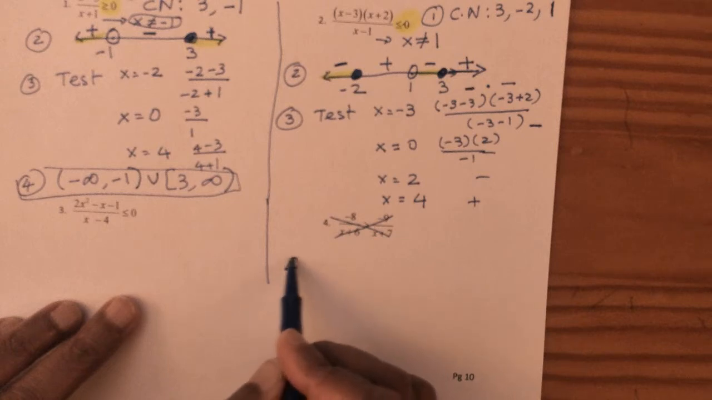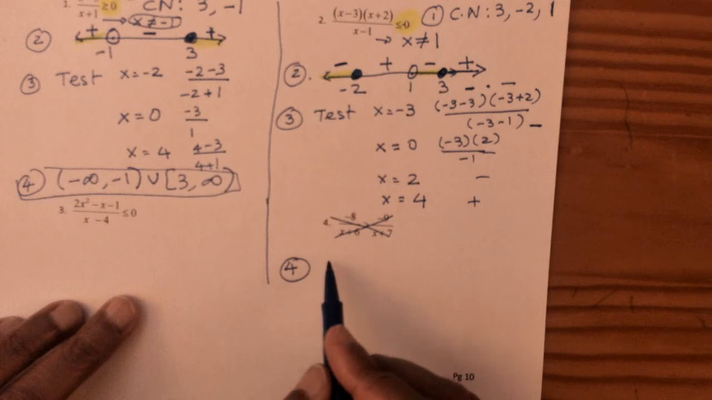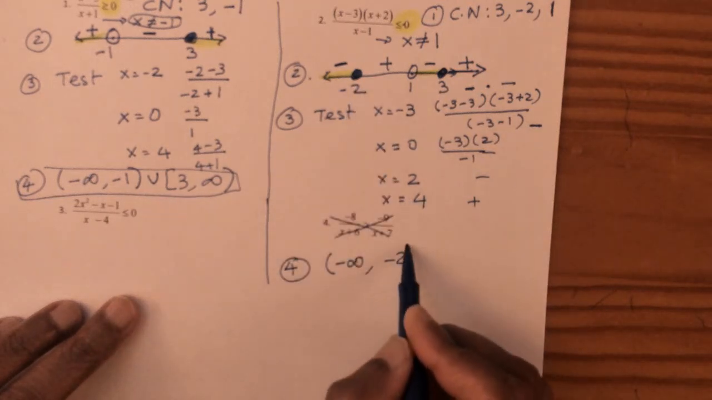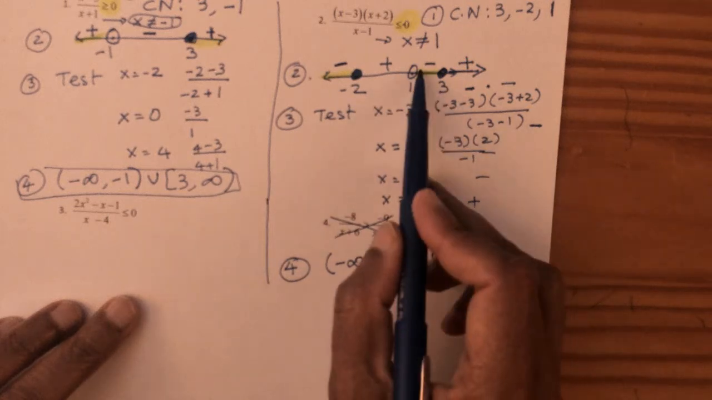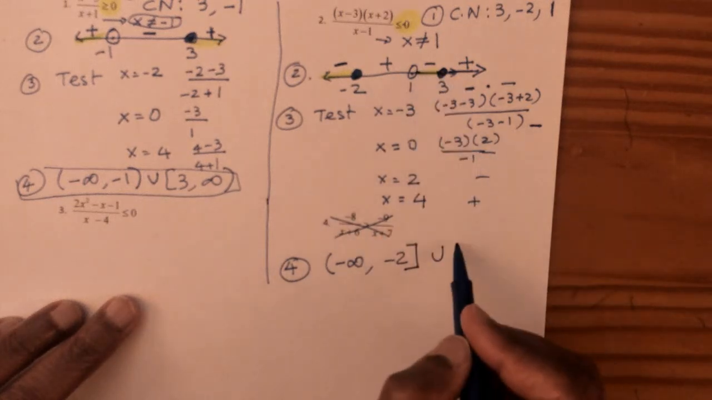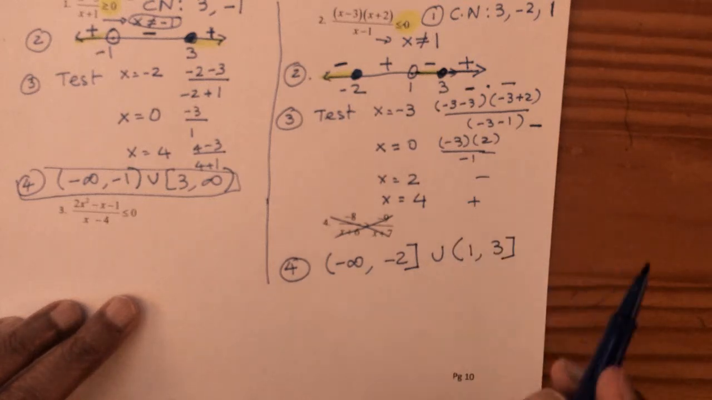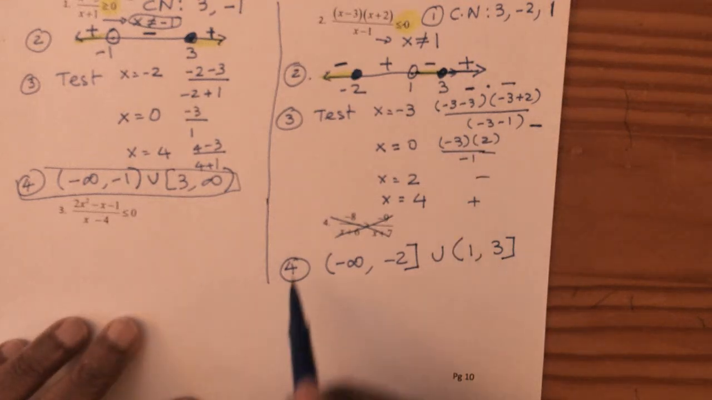So I want to continue using the space. So my solution is this. All values from -∞ to -2, and -2 is included. And then you take the next negative interval. So that's between 1, which is not included, and 3, which is included. And that's it. The next is positive. So this is my solution.